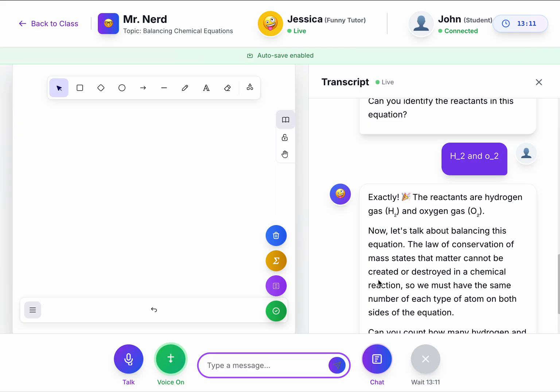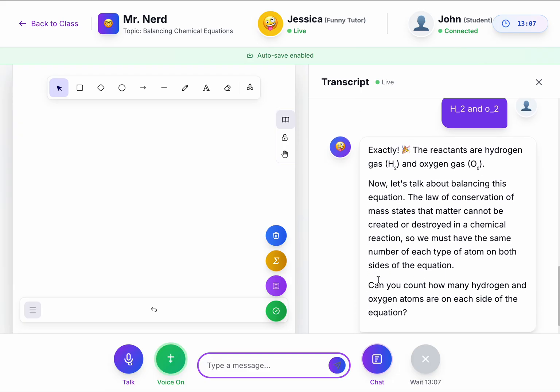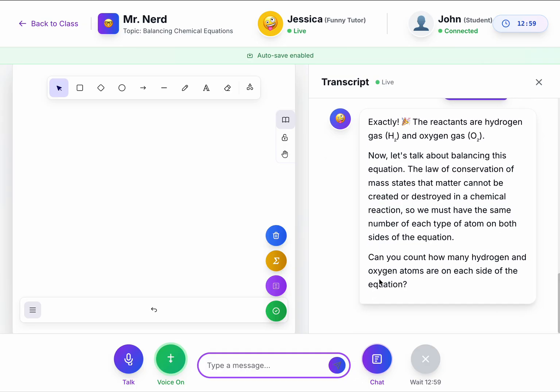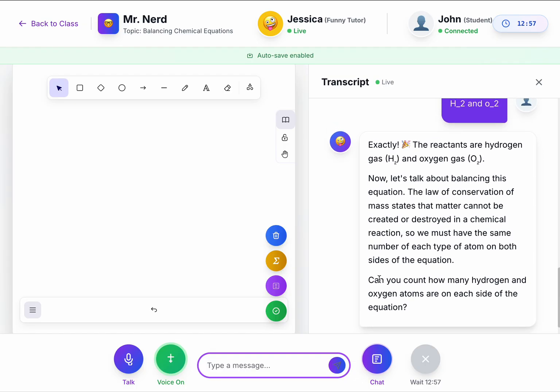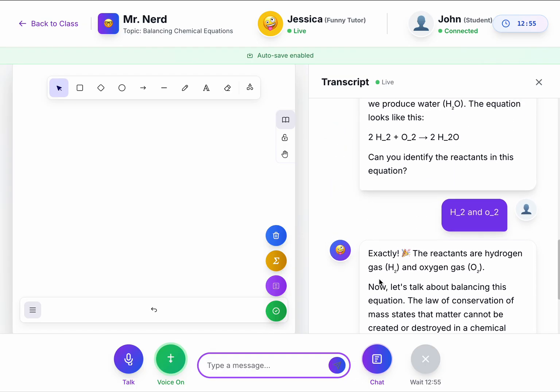Now let's talk about balancing this equation. The law of conservation of mass states that matter cannot be created or destroyed in a chemical reaction, so we must have the same number of each type of atom on both sides of the equation. Can you count how many hydrogen and oxygen atoms are on each side of the equation?